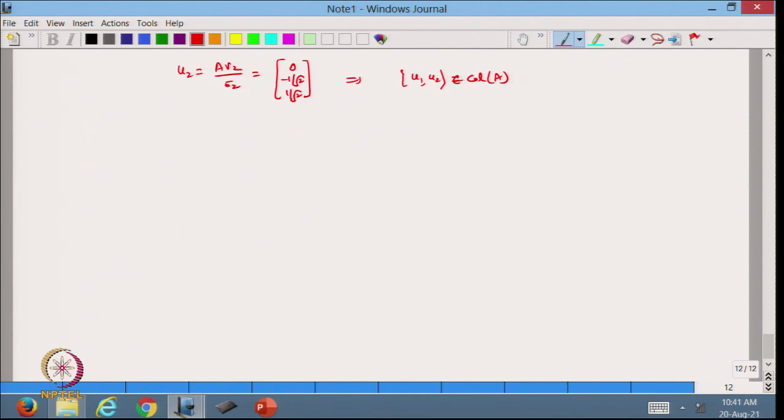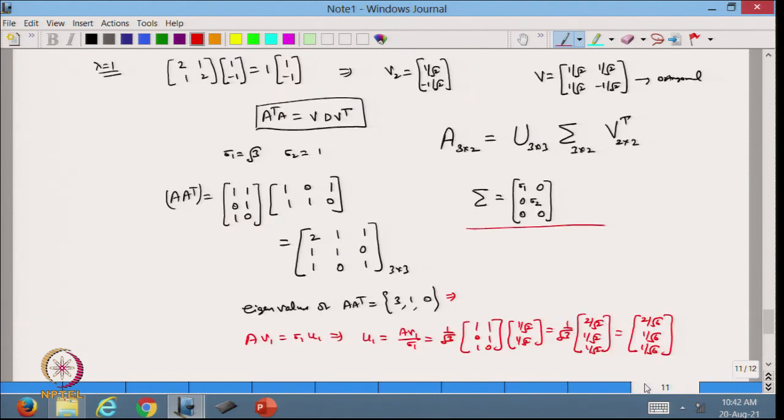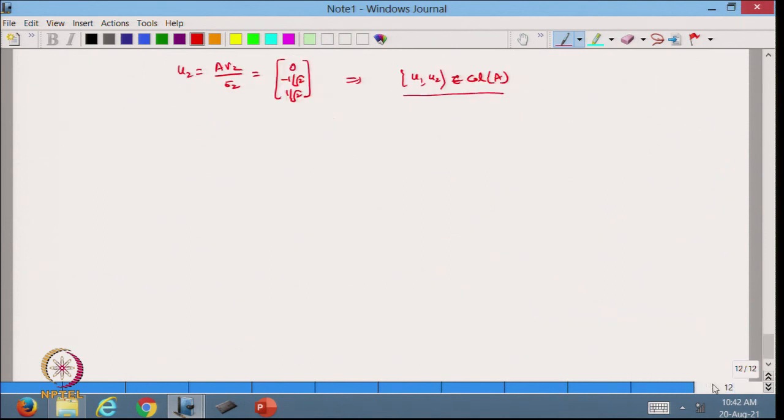Now, I want to extend this one. That is my question, because my U is 3 cross 3. I was able to find these two vectors u1 and u2 based on the conditions that A V1 is equal to sigma 1 u1 and A V2 is equal to sigma 2 u2. Now, I can take my u3, which should be perpendicular to the column space of A.